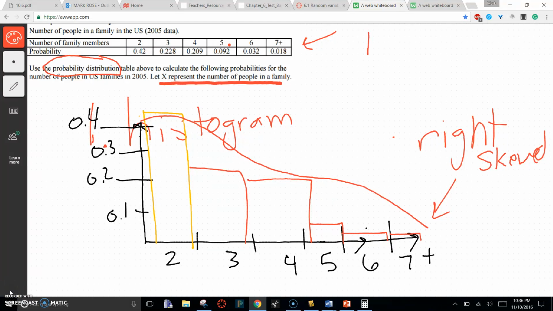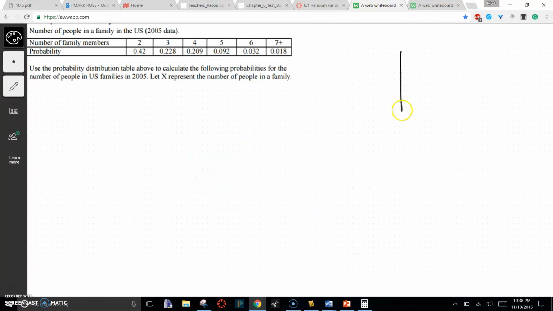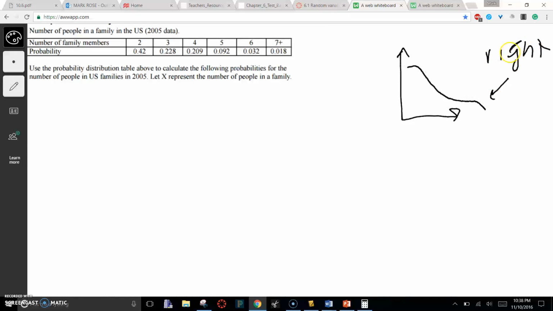Now we're going to figure out some of these probabilities, and it's actually pretty easy once you're given a table. I just removed the histogram to give me some room, but if you need it, it was kind of like this right skew. And if they ask you to describe, they want you to say what kind of skew you have, all the spread and shape that we used in the first couple of chapters.